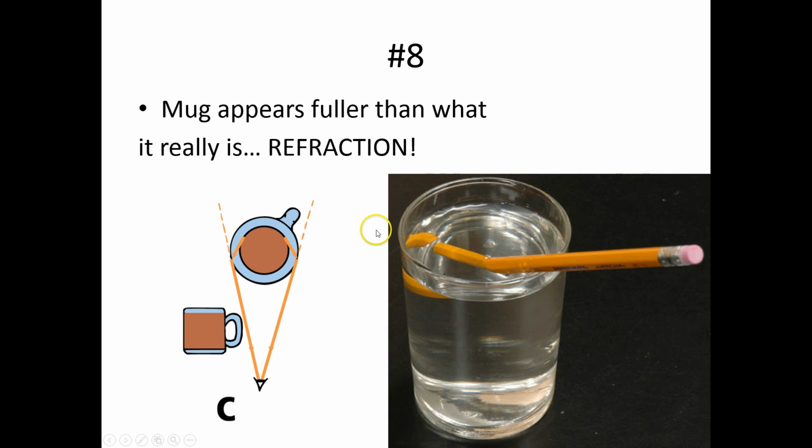For number 8, if you put root beer in a mug and fill it, the mug will actually appear fuller than what it really is, and that's because of refraction. You'll notice this cup is the same way. Notice that this height is the actual height of the water, but if we look at it from the outside, it looks a little bit more full than what it is on that side. Kind of a cool effect.